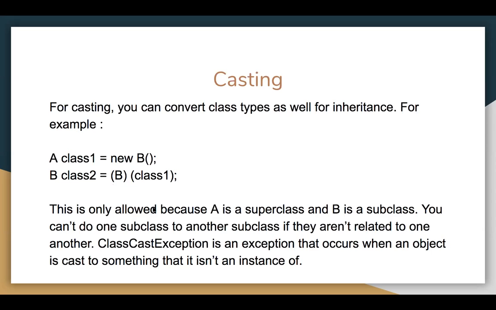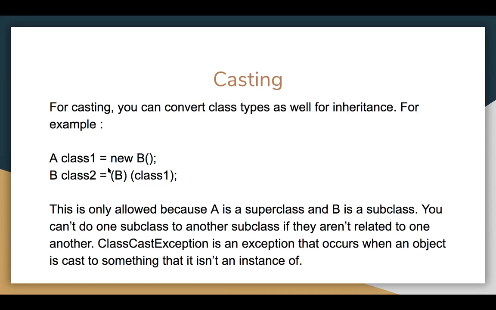So this is only allowed because A is a superclass and B is a subclass. So you can't cast from one subclass to another subclass if they aren't related to one another. It's better if I draw something out, but I don't have a drawing right now. Maybe I'll draw something later. But ClassCastException is an exception that occurs when an object is cast to something that isn't an instance of it. I have something more explaining instanceof later on, so there will be more information on that.